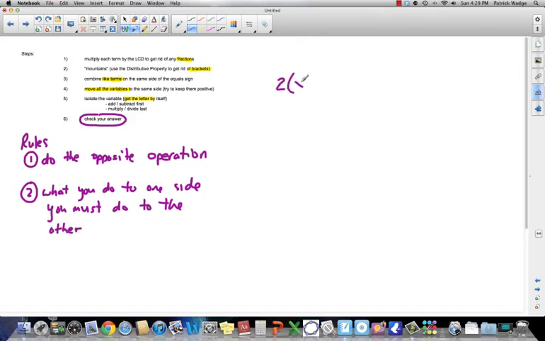How about 2(x - 3) + 4 = 5(x + 6). Okay, first step, get rid of any fractions. We don't have any fractions. Next one, get rid of any brackets. We do have brackets. So the way we get rid of brackets is we expand. We do mountains. And we have one here too, so we can do mountains.